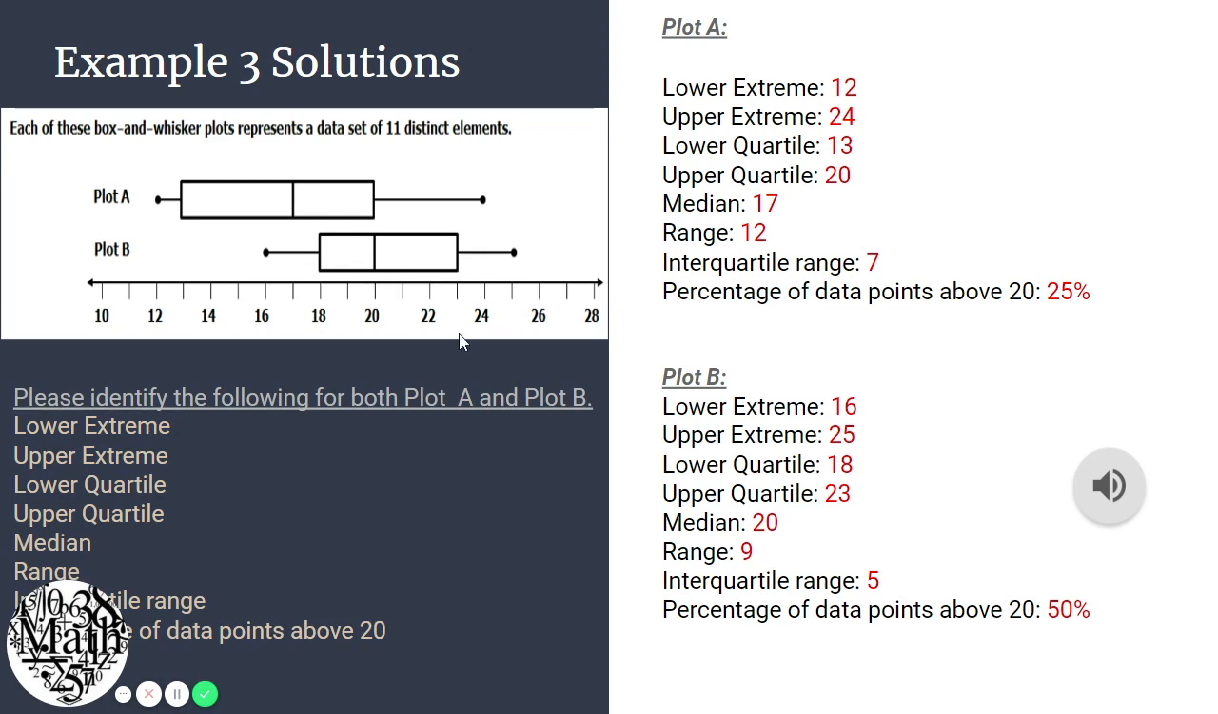Percentage of data points above 20, there are 2 segments, so you'll have from 20 through your upper quartile, which is at 23, and then you'll have 23 that go on to the end to your upper extreme, which is 25, which gives us 50%. So 50% of our data points lie above 20 for plot B.